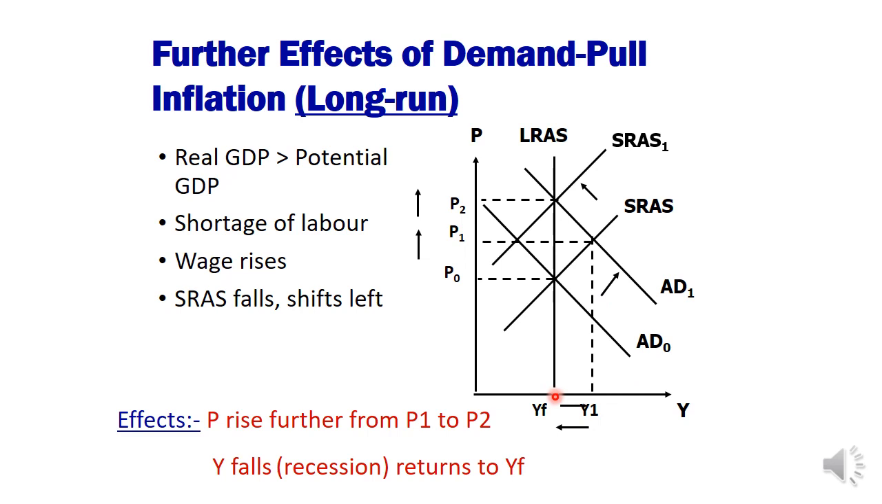Now, if you observe demand pull inflation at the end of the long run adjustment, the economy has gained nothing. Your production is still at YF, where you started from. But your prices have gone all the way up from P0 to P1 and then to P2. All right.